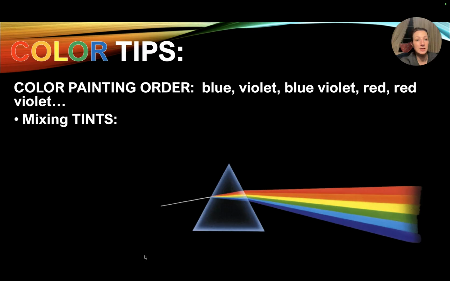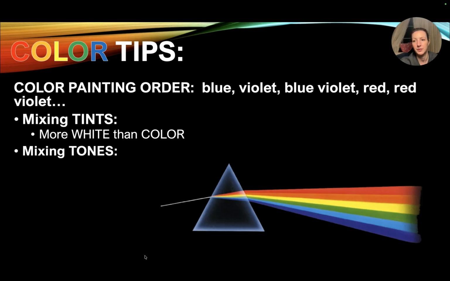When you mix tints, so remember tint is the lighter value, you need more white than the color. White is not very powerful, so if you're making a tint of blue, take a blob of white and add a tiny bit of blue to it. Don't take blue and add white, because you'll just be constantly adding white to it to get it lighter.